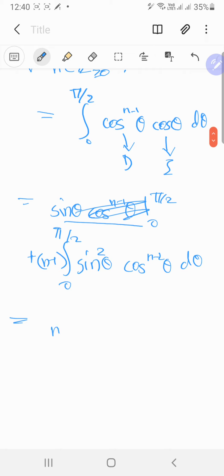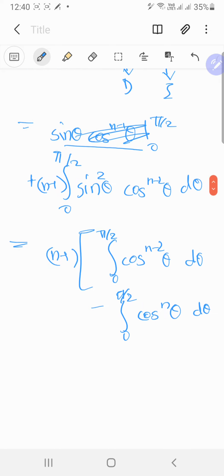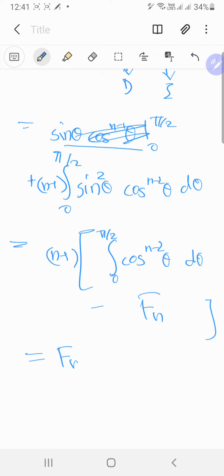This is going to be n minus 1 times the integral from 0 to pi upon 2 of cosine power n minus 2 theta d theta, minus the integral from 0 to pi upon 2 of cosine power n theta d theta. Because I can write sine squared theta as 1 minus cosine squared theta, I can break this integral into two. Notice that this last integral is the same as f of n, so I can replace it by f of n.